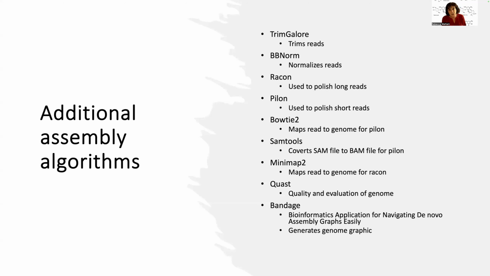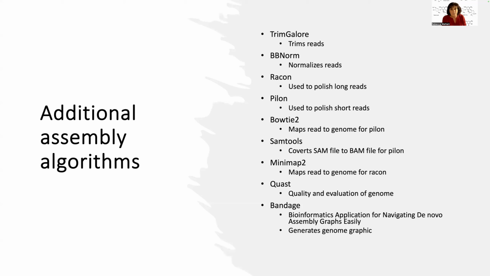For the normalization, we use BBNorm. Now, if you're going to do polishing, if you have long reads, we use Racon, and we also use Minimap 2, which maps the reads to the genome for Racon. If you're going to do short read polishing, we use Pilon, and that also uses Bowtie 2, which maps the reads to the genome, and SAMtools, which converts a SAM file to a BAM file. So those are all part of Pilon.